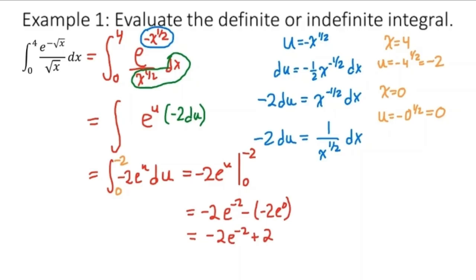Recall that e to the 0 is 1, -2 times 1 would just be +2. So we get that our definite integral equals -2 e to the negative second plus 2, or 2 minus 2 e to the -2 if you want to rearrange the order to make it look nicer.